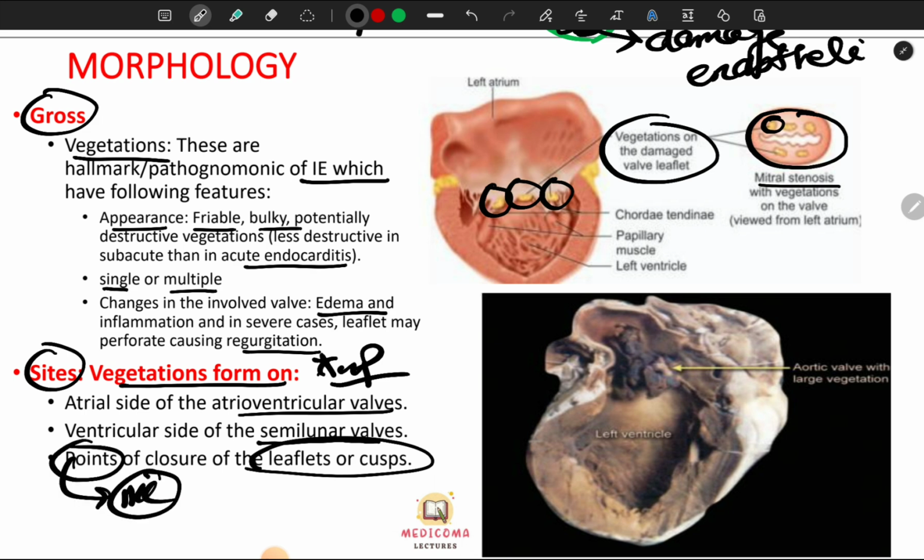So as we know, the aortic valve with large vegetations, you can see this is the aortic valve. So these are the vegetations which can form.